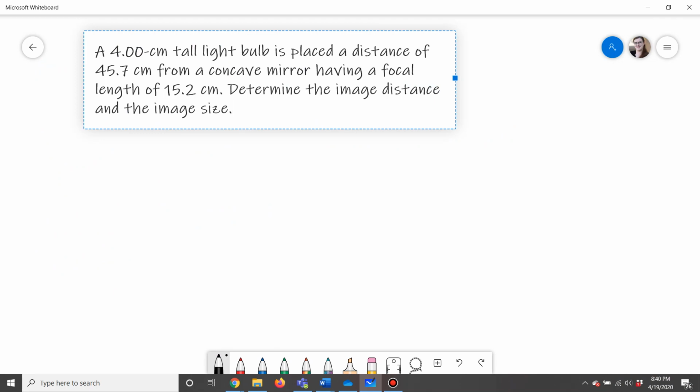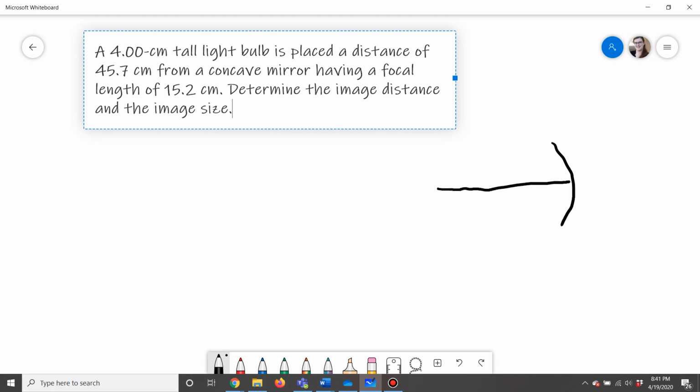All right, we are back, and this is our example problem from Physics Classroom. So I have a 4.00 centimeter tall light bulb. It's placed a distance of 45.7 centimeters from a concave mirror having a focal length of 15.2 centimeters. Determine the image distance and the image size. So I like to draw pictures for these.